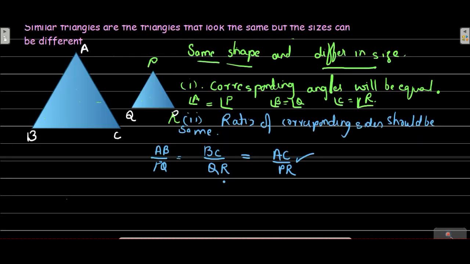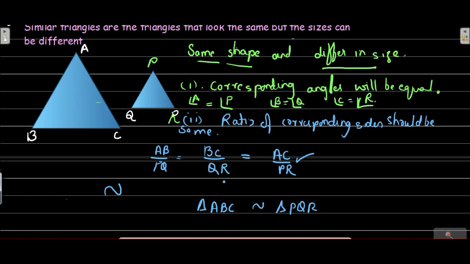The symbol that is used for denoting similarity is this one. So, in this case we can say that triangle ABC is similar to triangle PQR. Now, you can observe that we already said that angle A is equal to angle P, angle B is equal to angle Q and angle C is equal to angle R, and we had AB by PQ equal to BC by QR, which is equal to AC by PR.